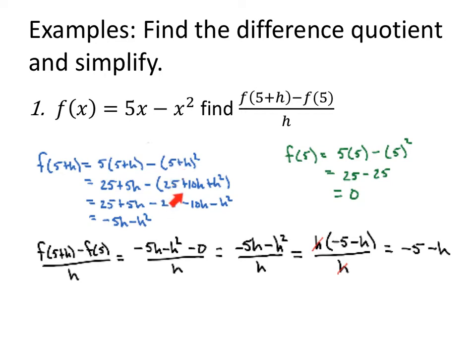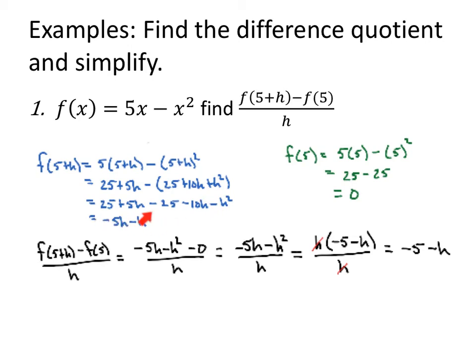And when I square 5 plus h, I'll end up with 25 plus 10h plus h squared. Notice the use of parentheses because the negative sign is in front. It must distribute to everything. In the first part of this right side of the function, 5 times 5 is 25. 5 times h is 5h. Now I distribute the negative sign. 25 plus 5h, and then the minus 25 minus 10h, and a negative h squared.